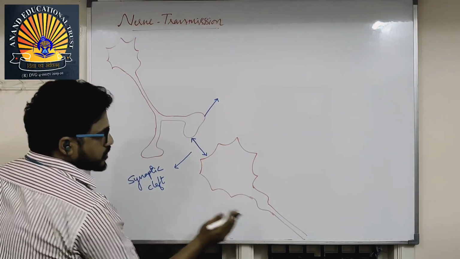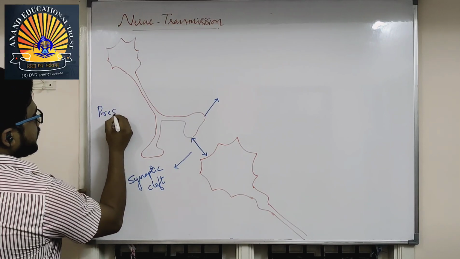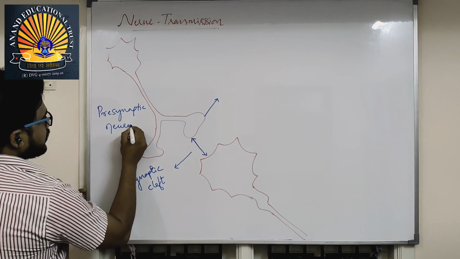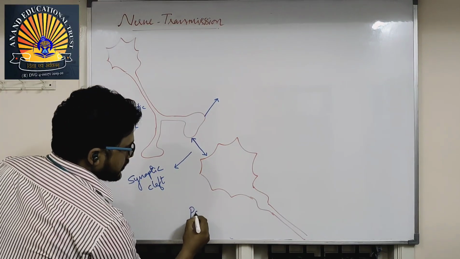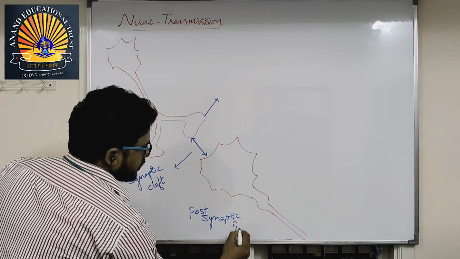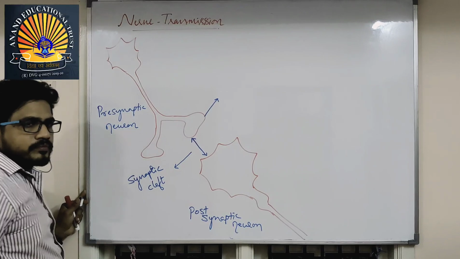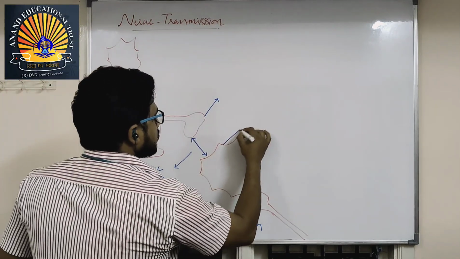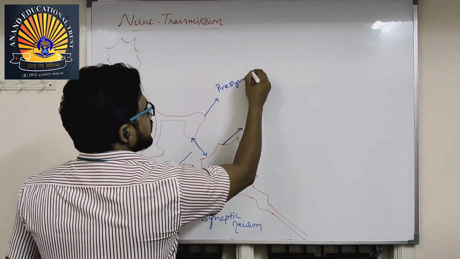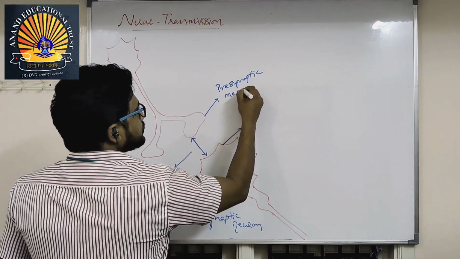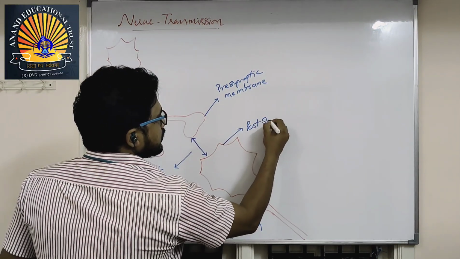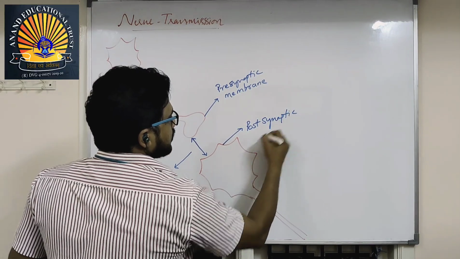This is the presynaptic neuron. This is the postsynaptic neuron. And this is the presynaptic membrane. This is the postsynaptic membrane.